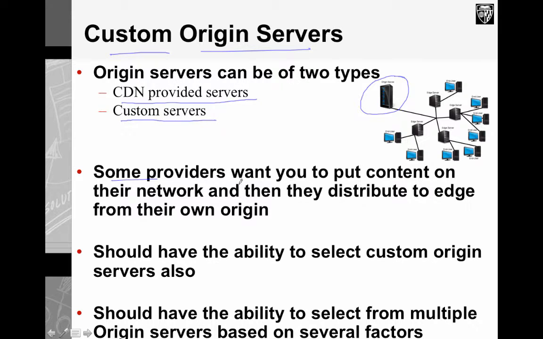Some providers, like I said to you, want you to put all their content on the network and then they distribute it to the edge from their origin. So you have to basically give it to them. You have to FTP to them or SCP to them, and they'll do everything. Well, some providers would allow you to have your website in your premises and they'll connect to you. And the point I'm trying to make is that you should have the ability to select your own custom origin server. Should have the ability to select from multiple origin servers based upon several factors.